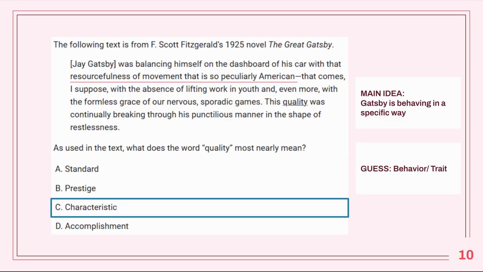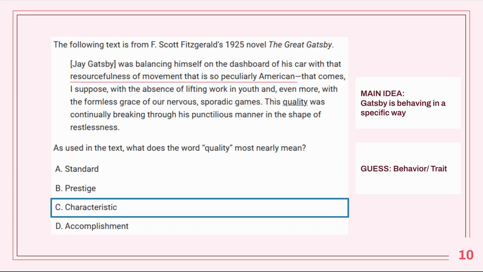Because Jay Gatsby in the book is this super rich person. So maybe if you have that background, you're going to choose prestige or standard, because he's a really rich person and rich people have standards and they have prestige. But you don't know that from this passage. If that's outside knowledge that's hurting you, ignore it, because all you have is the text in front of you. And from the text in front of you, Gatsby could just be some middle class guy. We don't know if prestige or standard really fits. We just know that this is a characteristic of this person. That's what we mean by quality, a characteristic.